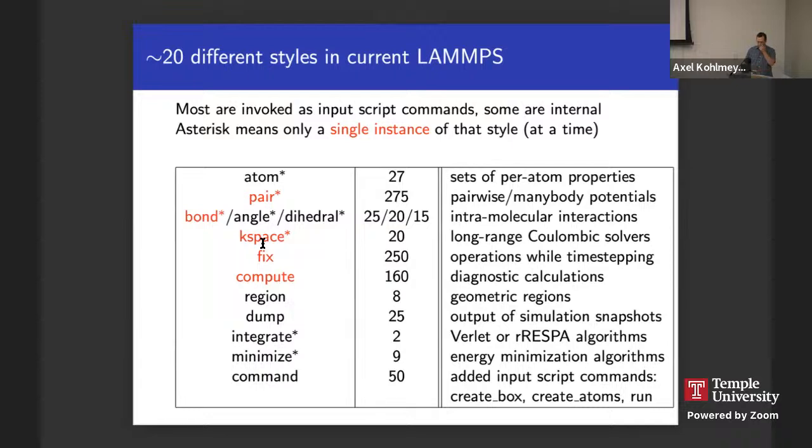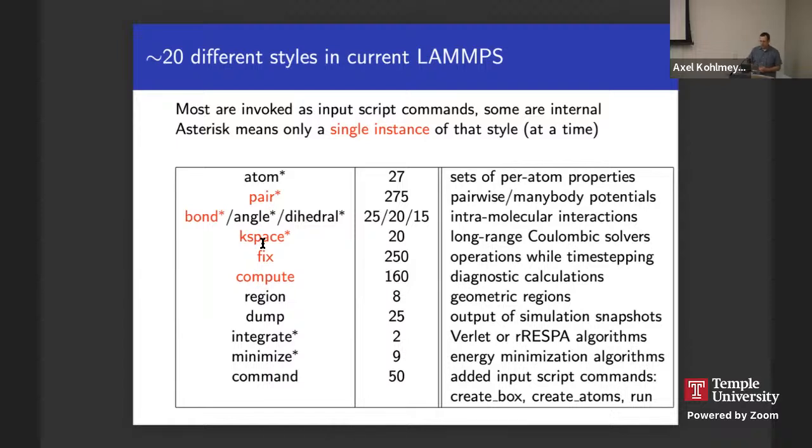Most are invoked in the input script, but some are just used by LAMMPS internally. And if there's an asterisk, it means you can only have a single instance of that style at a time. So we're going to look at the ones in red: pair style, bond style, kspace style, fix, and compute.